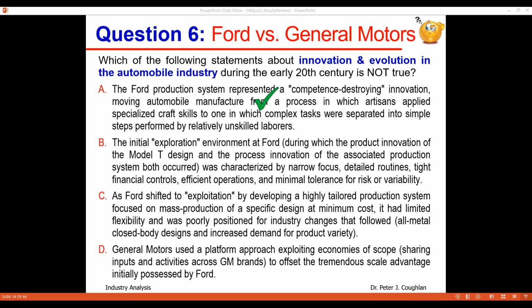Answer B talks about the initial exploitation environment at Ford. In other words, the environment at Ford during the period in which the product innovation of the Model T was designed and the process innovation of the associated production systems also occurred. So when Ford was doing its exploration, early on, before it had figured out how to make things, before it had figured out the Model T, during that period Ford was characterized by narrow focus, detailed routines, tight financial controls, efficient operations, and minimal tolerance for risk or variability, right? No. The answer is, during the period of exploration, what was going on at Ford?